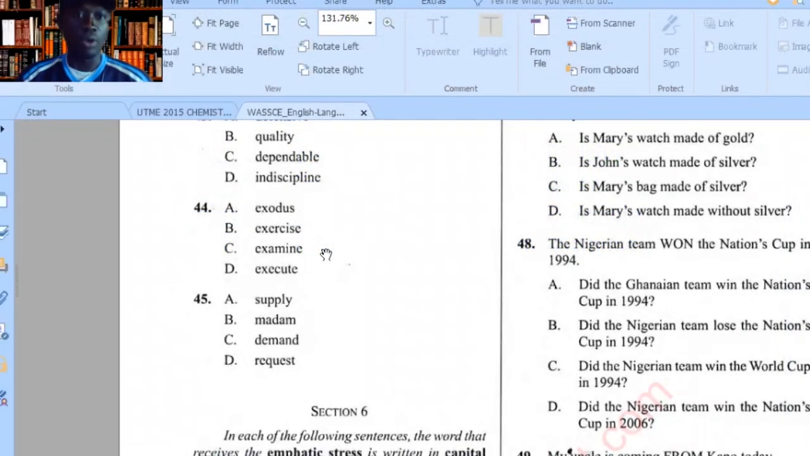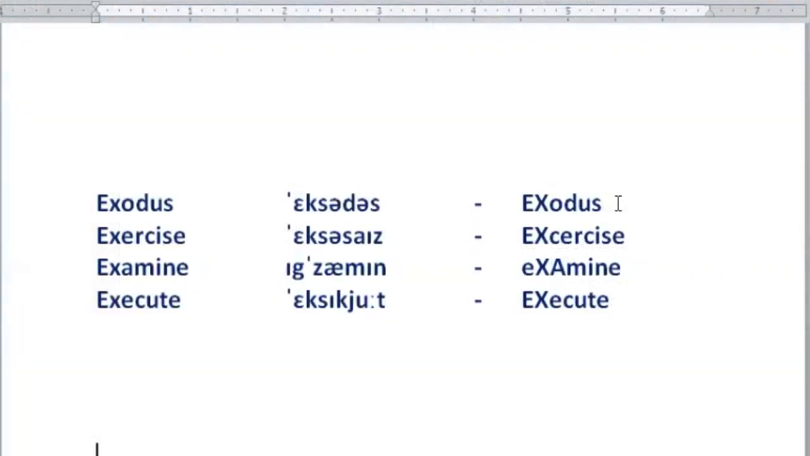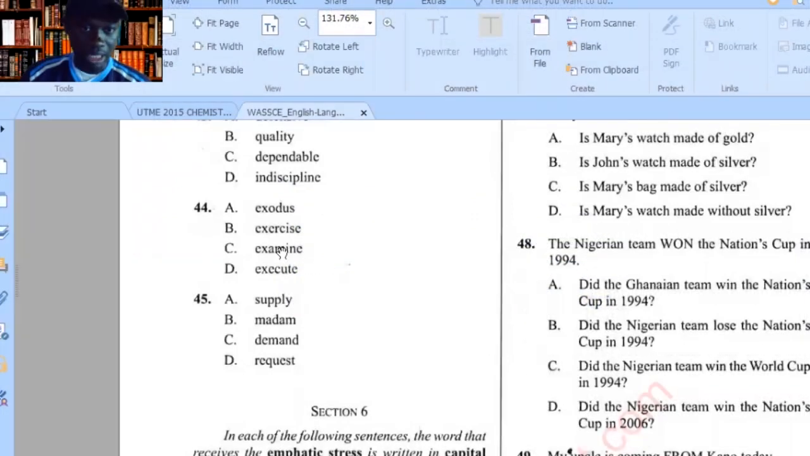Question 44. Exodus, exercise, examine, execute. For exodus, the stress is on the first syllable. For exercise, the stress is on the first syllable. For examine, the stress is on the second syllable. And for execute, the stress is on the first syllable. So option C, examine, is the correct option.